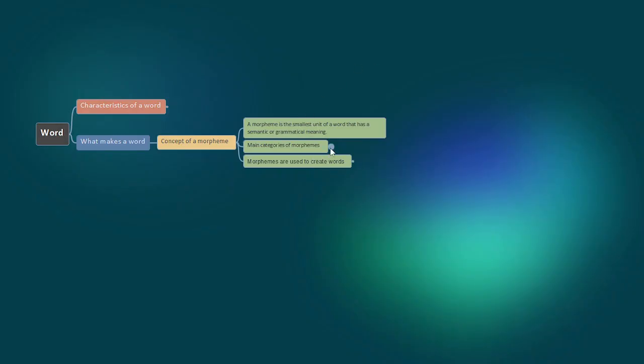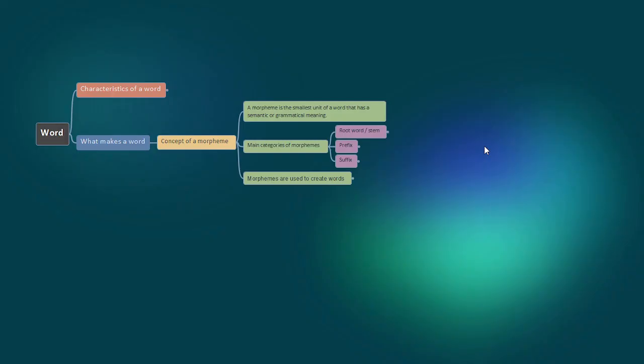So the main categories of morphemes are the concept of a root word or a word stem, sometimes simply referred to as a root or a stem. And then we've got prefixes and suffixes. The reason that I have structured it as root word, prefix, suffix rather than prefix, root word, suffix is because a prefix and a suffix need to be attached to a root, but a root can be on its own. A word stem can be on its own. So a stem is a morpheme that has standalone semantic meaning.